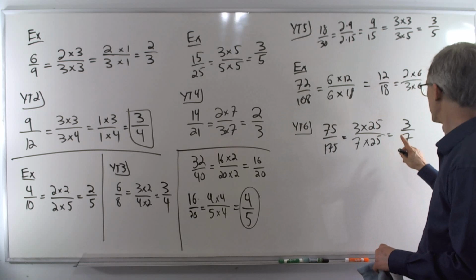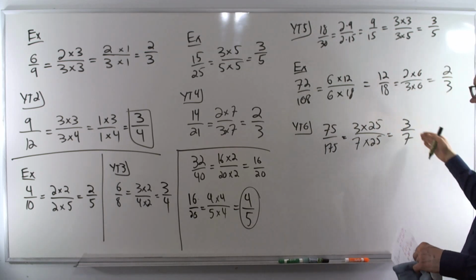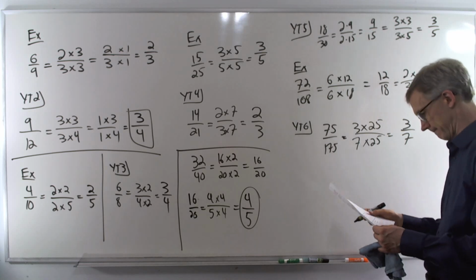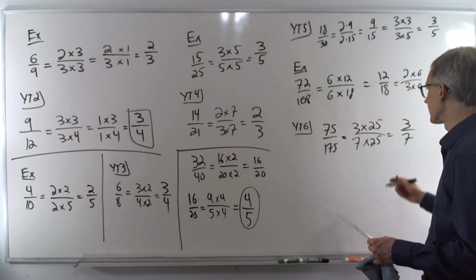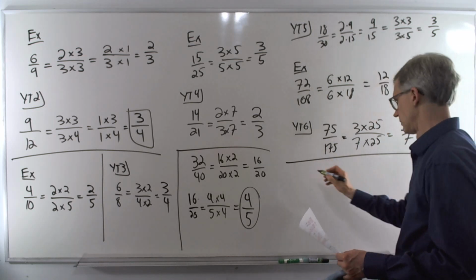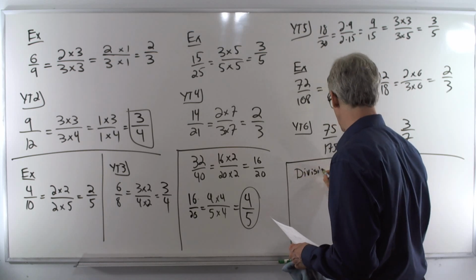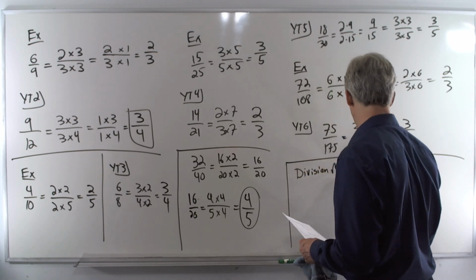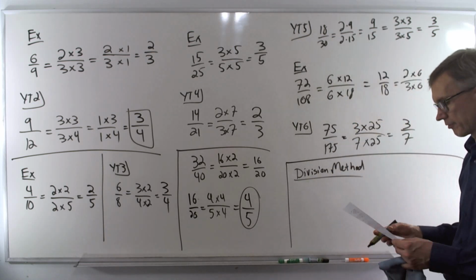You also could have done that by factoring out 5 and then 5 again. All right, so that's one way to do it. Now we're going to look at the division method. And it's basically the same thing, but just a little different way of writing it.